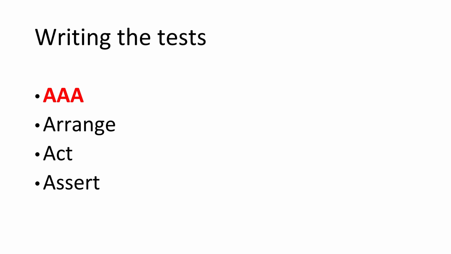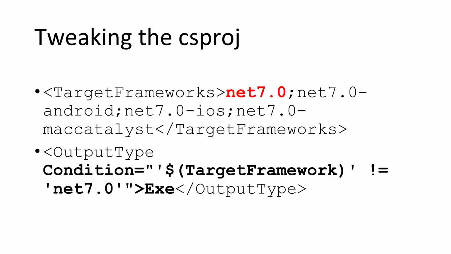that you expect. If you're going to use testing with .NET MAUI, you need to make a change to the csproj. You need to add .NET 7, and then you need to have a condition on the output type that says if the framework is not .NET 7, create an exe. And that allows your .NET 7 unit test to be a DLL rather than an exe, which is what you want. This code will be available with the slides.